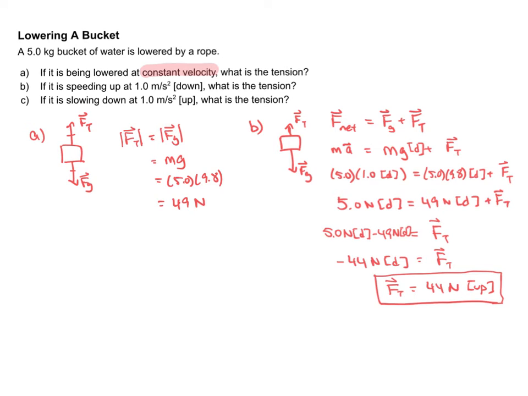Whereas if I work with what I personally find more intuitive, which is using magnitudes, maybe we can see the difference here. So in part C, the bucket's still moving down, but now it's slowing down. So the acceleration is 1.0 meters per second squared up. So there's still gravity going down. It's still m times g. But now it's slowing down, so the tension is going to be larger. It's got to beat the gravity so that it can slow it down as it's falling.